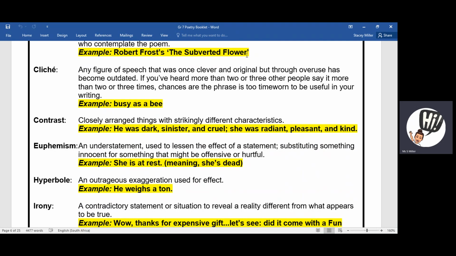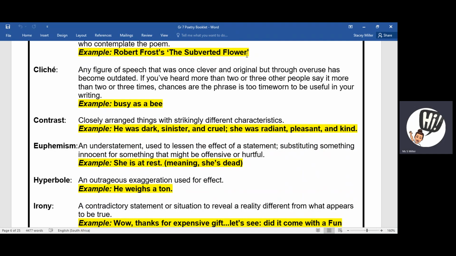Very, very important. When we spoke about similes, we spoke about comparing. When we compare, we say, look at this thing. It looks a lot like this thing. Look what is similar. When we use this word here, contrast, we are showing opposites. So I would say, look at this. It is very dark in color, while this is very light in color, opposites. So when we use the word contrast, we closely arrange things that are strikingly different.